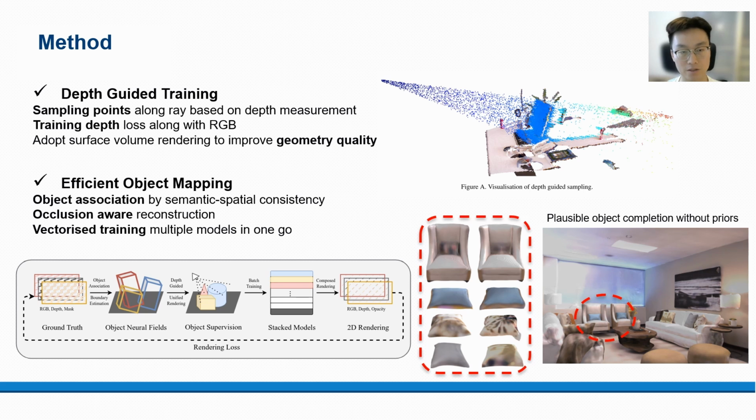To obtain object-level representation, we have object association by checking semantic and spatial consistency. For supervising each object model, we have occlusion-aware sampling based on 2D mask and depth measurement. We will early stop rays to avoid damaging the target object while still being able to clean the occluded part. We can obtain plausible object-level completion without any object shape priors.